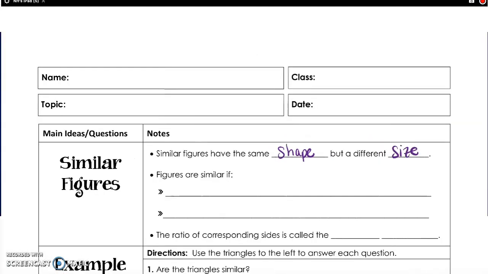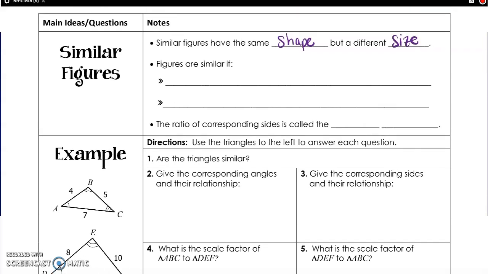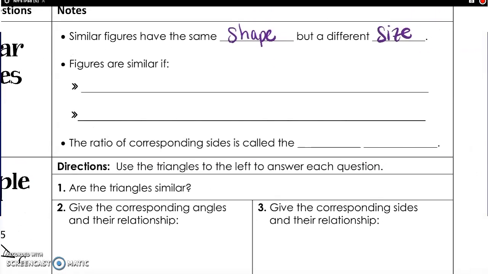If you look at our examples down here, you can see that the top triangle looks the same as the bottom triangle, but the bottom triangle is a little bit bigger. So they have the same shape, but a different size. Two things have to happen in order for shapes to be similar.